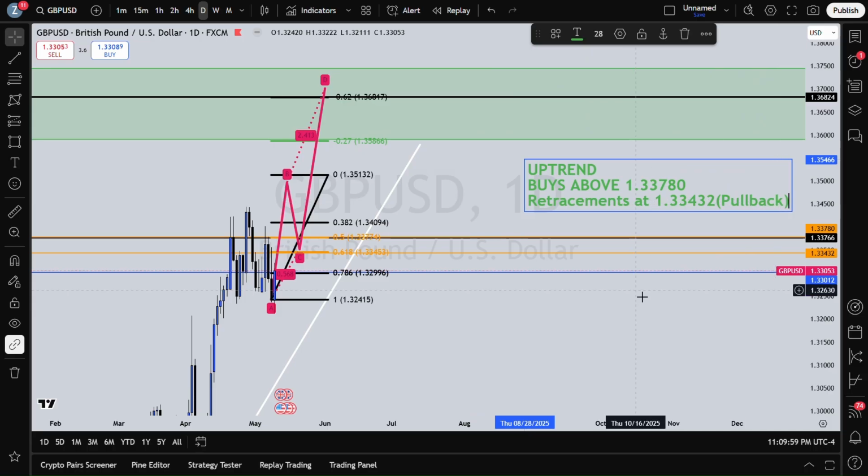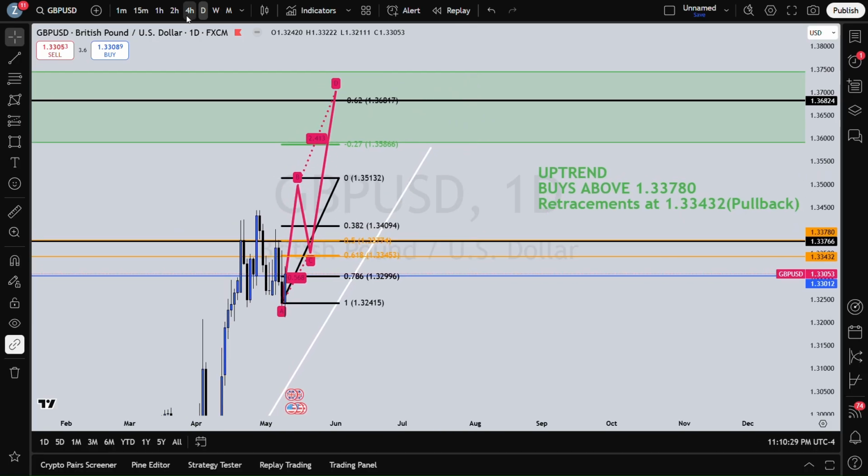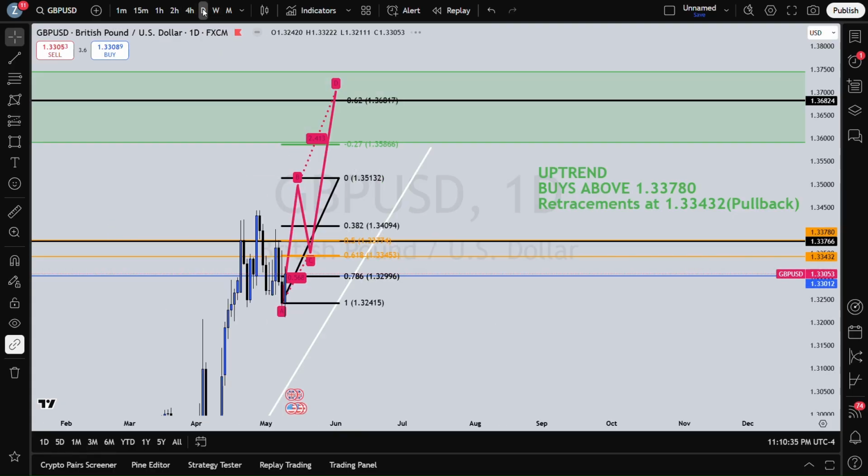So what this means is that we are going to look for buy positions, but once price begins to come back around this level of 1.33432, then we know that we could start looking for sell positions, and then it will continue in that uptrend. So basically what you see here with this tool is forming that higher high, higher low, showing you where it's going to pull back and then take off. So this pretty much wraps up GU for the week. Uptrend, we're looking for buys above 1.33780.